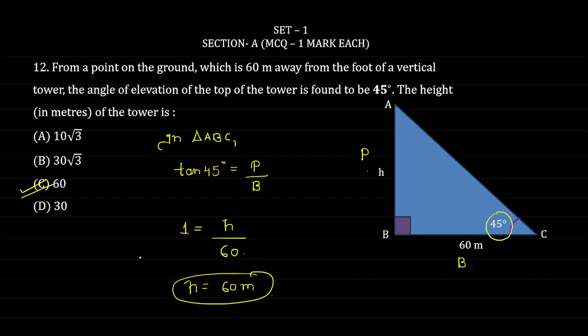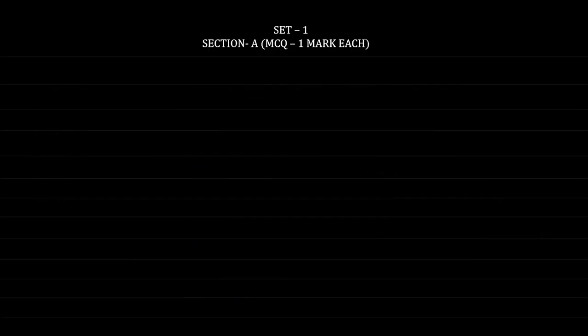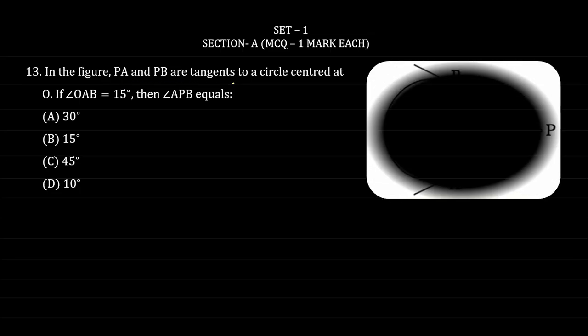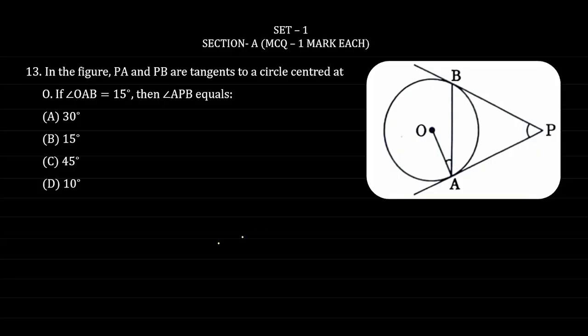In the figure, PA and PB are tangents to a circle. Let me show you the figure here. So PA and PB are tangents to the circle centered at O. If angle OAB is equal to 15 degrees, this angle is given to us as 15 degrees, then angle APB equals what? So basically this angle we have to find out. Let us join these two points also.